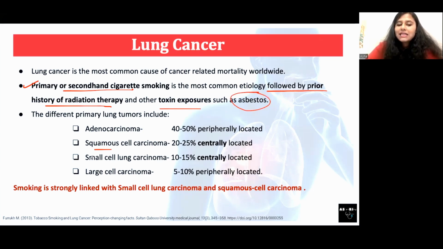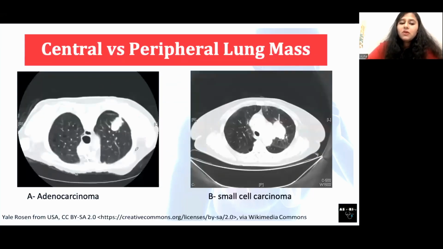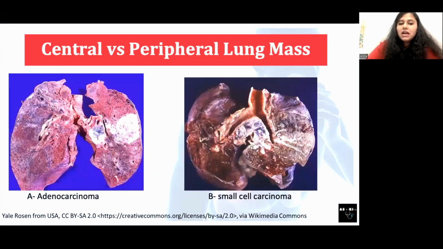So squamous and small cell are the ones that are centrally located, whereas adenocarcinoma, which does not only affect smokers, is peripheral, along with large cell, which is also peripheral. Unfortunately, squamous and small cell are the most aggressive forms, and they're centrally located. So in this image, we can see the adenocarcinoma in the periphery, and small cell in the central areas. Same thing in pathology, we can see it more in the periphery, whilst squamous and small cell will also be in the central area, okay?